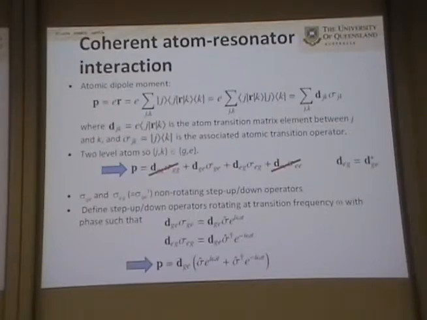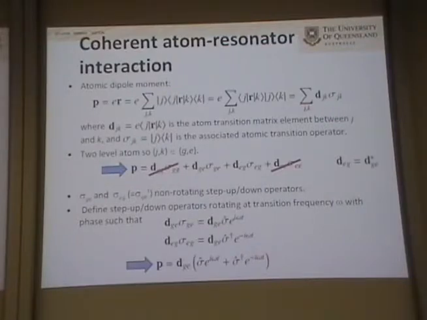We can play a trick to put this into a more convenient form, which is to put identity matrices on either side of the r and then expand them out as a sum over j of the outer product of j, the sum over k of the outer product of k. Then I can push my j to the other side here, and what I get is this inner product of j, k with r in the middle, which is just the atomic transition matrix element between j and k. And I get the atomic transition operator, sigma jk, which takes the atom from state k and puts it in state j.